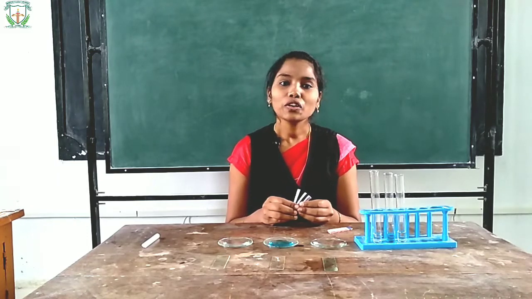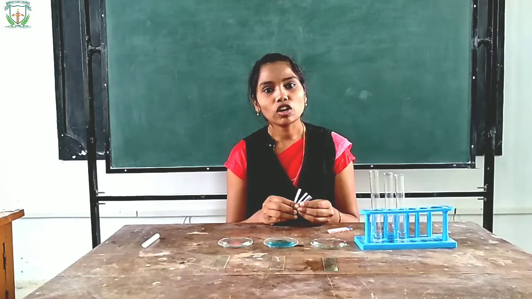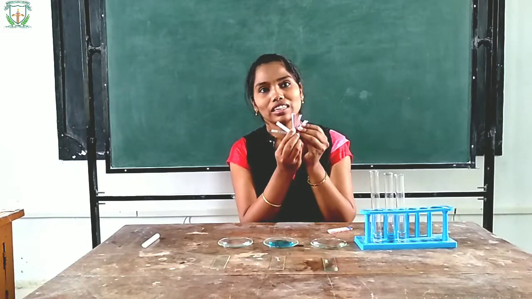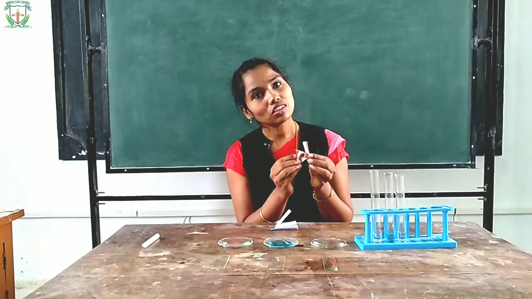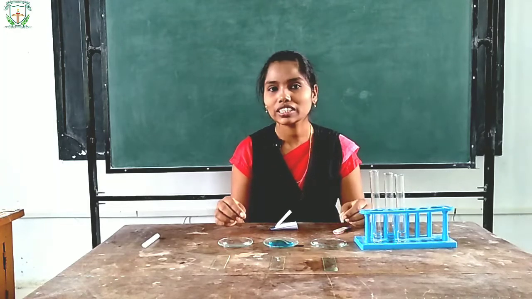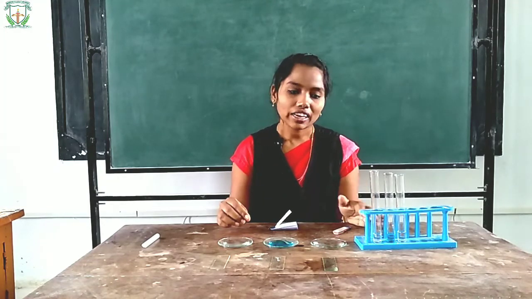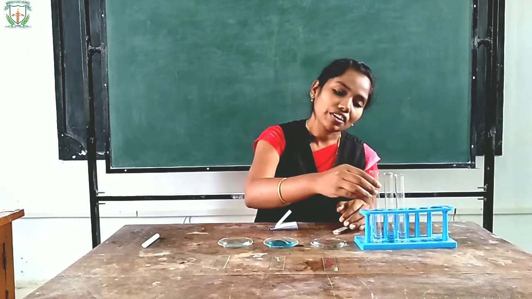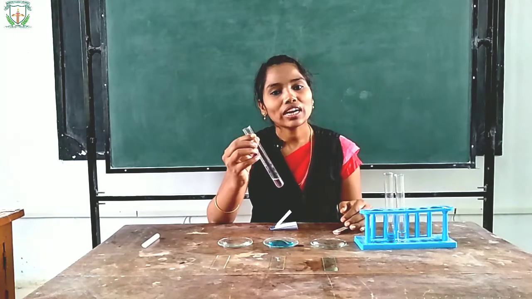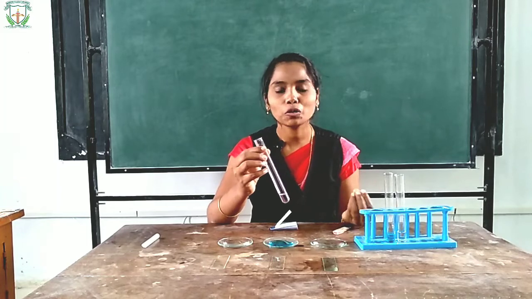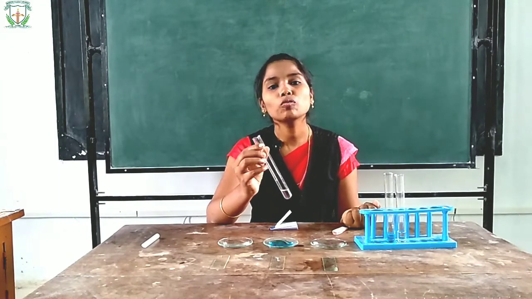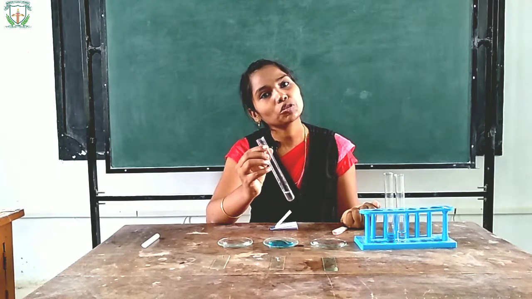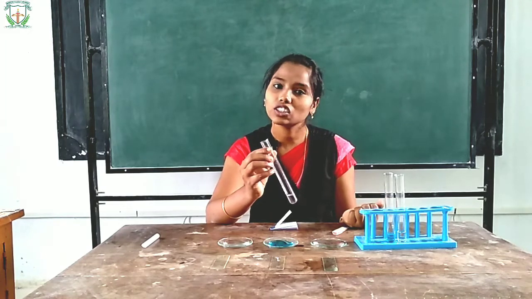So children, you know that an acid will always turn blue litmus paper to red and a base turns red litmus to blue. So for this activity, I have taken 3 salts. First I have taken a sodium chloride solution. So you know how to prepare a solution. Children, what is the common name of sodium chloride? Yeah, it is common salt.